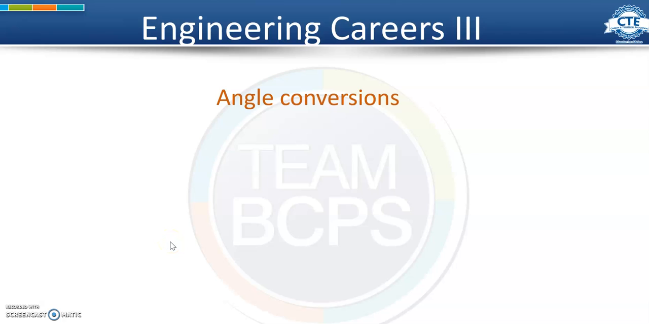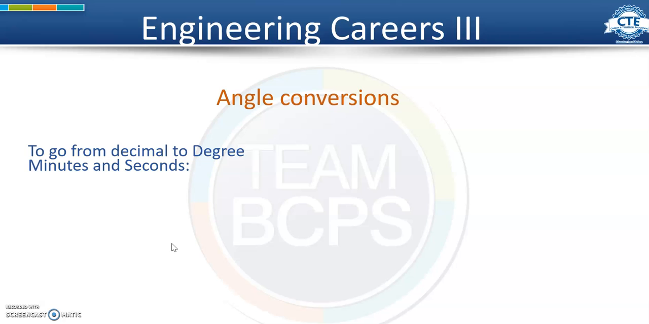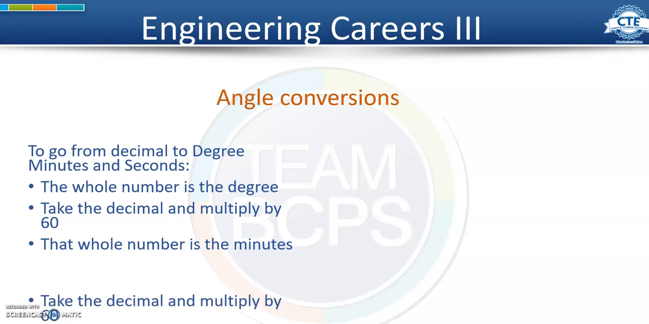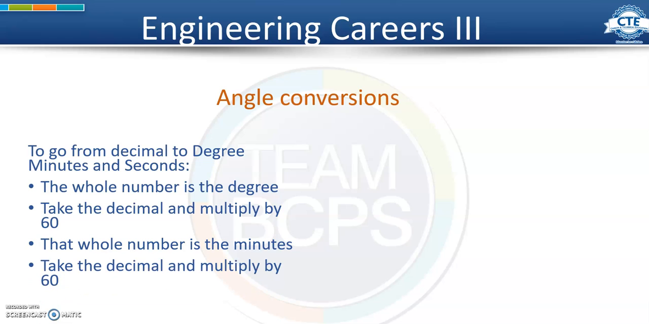This slide reviews the process for conversions. First, we will go from decimal to degrees, minutes, and seconds. Here, the whole number is the degree. When you take the decimal part of the number and divide that by 60, the whole part of that number is the minutes. And lastly, you'll take the decimal part of that number and multiply it again by 60, and the whole part of that number is the seconds.